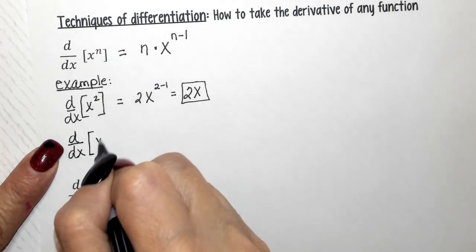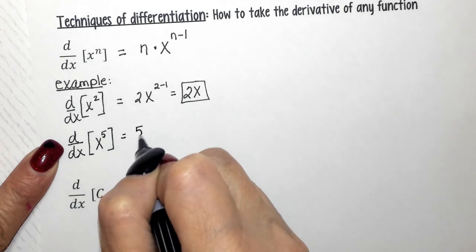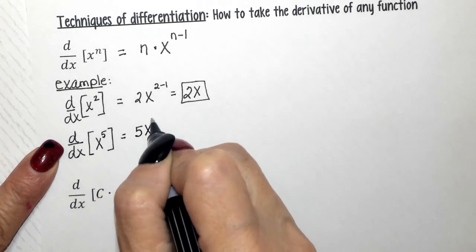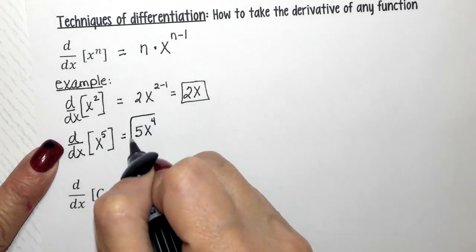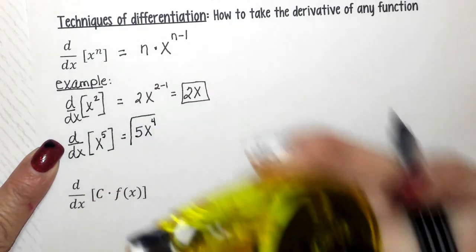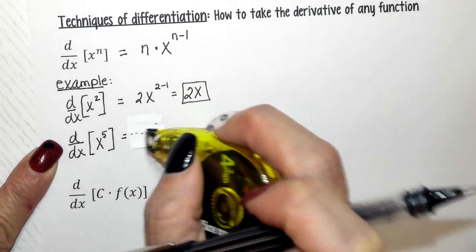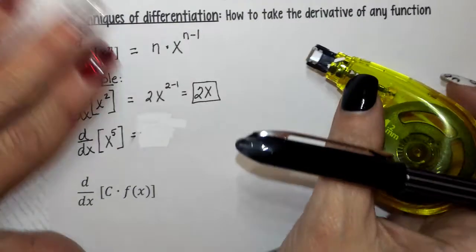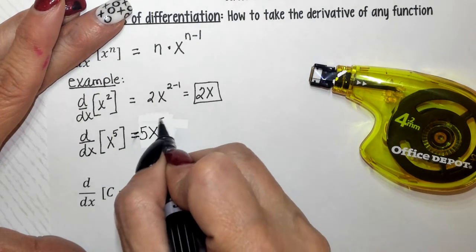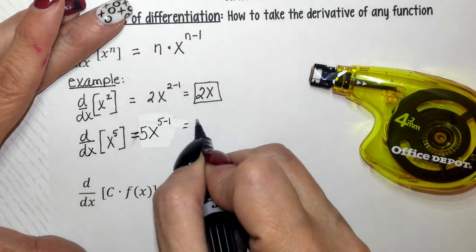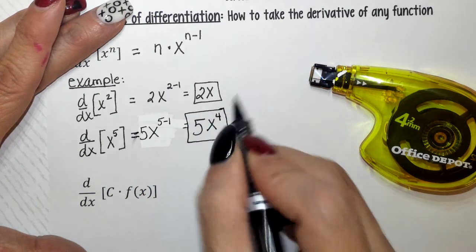Here we go, x to the 5th. I'm going to bring the 5 to the front, x to the 4th. Oh, you know what? Let's do this. You can go ahead and just box it in. I want to go ahead and put it on my notes. I want to put one more example where I brought it all the way out. I'm going to go ahead and say 5x to the 5 minus 1, and then I want to say 5x to the 4th. I just want to have that extra step in there for you.